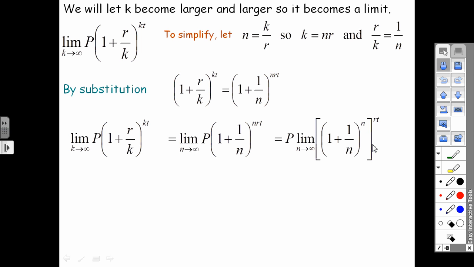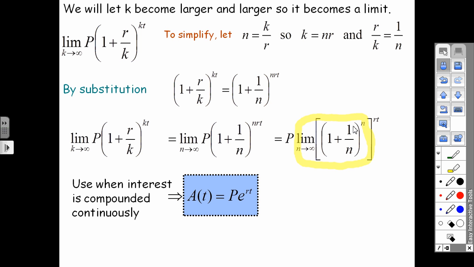So maybe some of you have already picked up, but if you recall, this whole thing right here, the limit as n approaches infinity of 1 plus 1 over n raised to the nth power, do you guys remember what that was defined as? It's e. Isn't that cool? So look, you can replace this whole big messy thing with the irrational number e. And we get this new formula, P times e raised to the rt power. And we all kind of affectionately call this the PERT formula. Not like the shampoo, but the formula to calculate interest when it's compounded continuously.